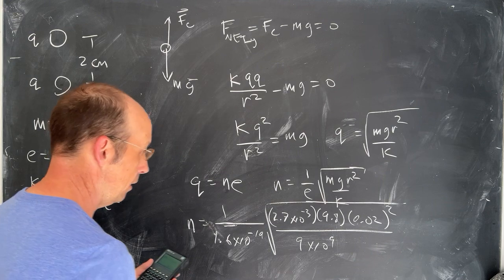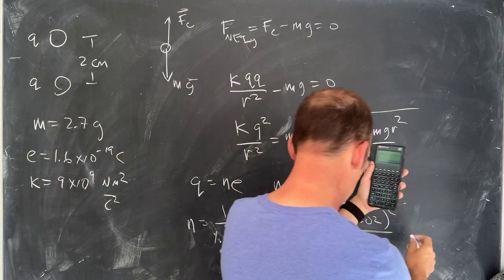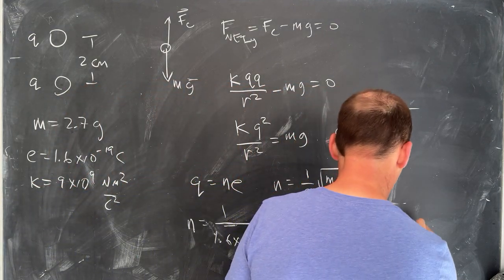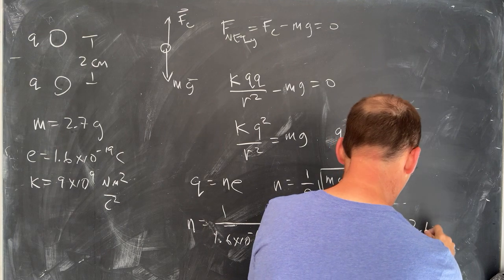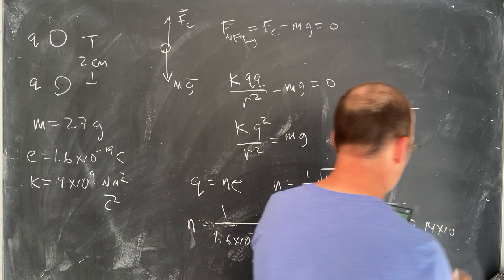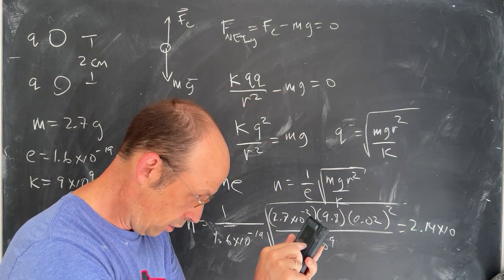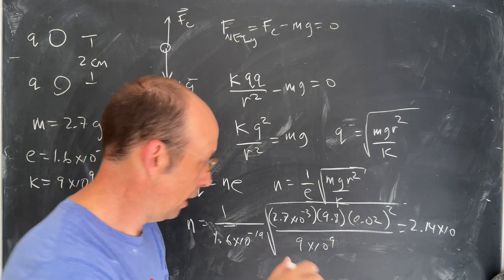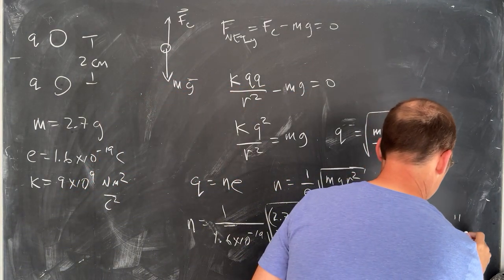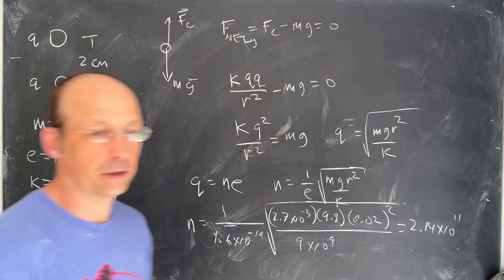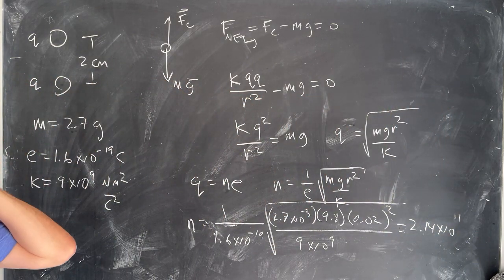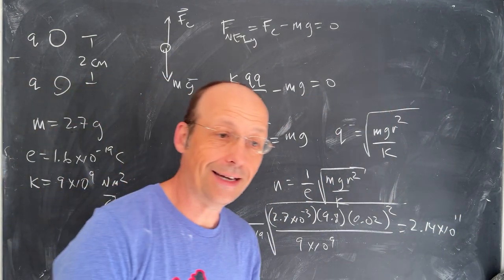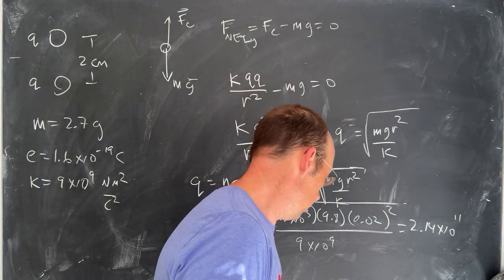And I get, hopefully a big number, oh it is, 2.14 times 10 to the, I don't know why I didn't put the scientific notation. 2, 4, 6, 8, 10, 11. It's a number, so that's it. Electrons. That one wasn't too bad, right? Not too bad at all. Okay.